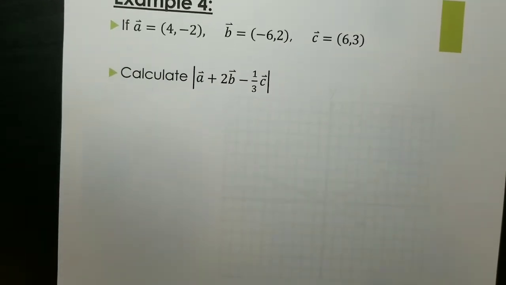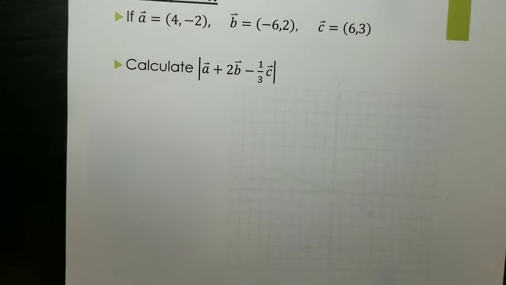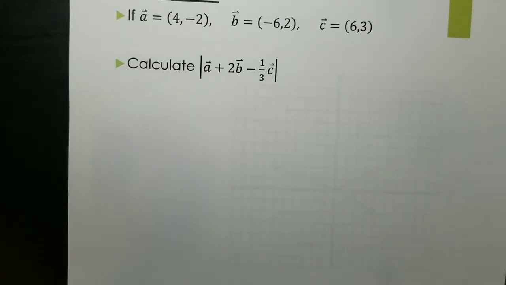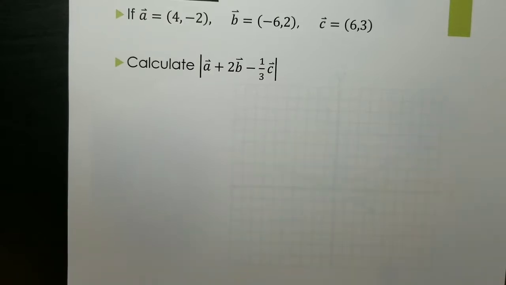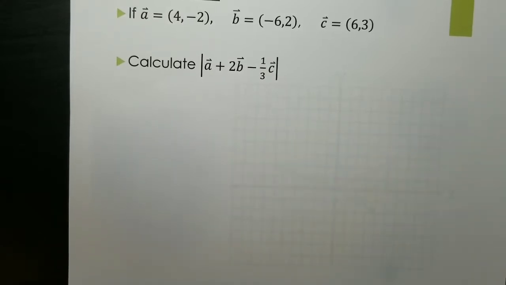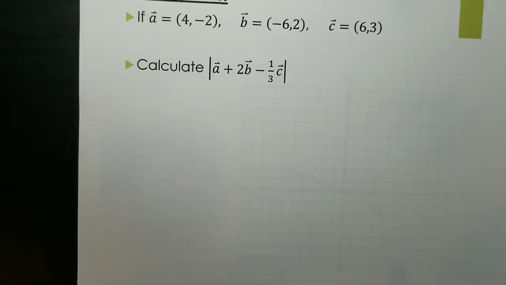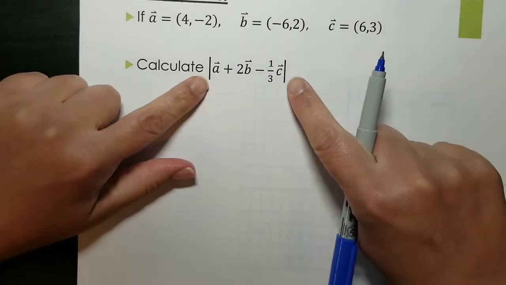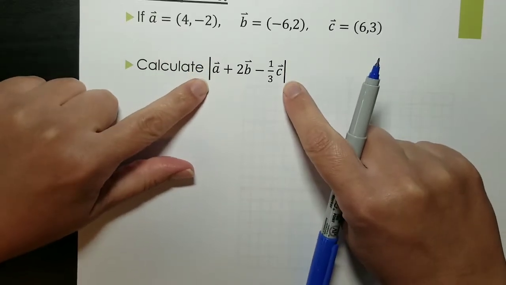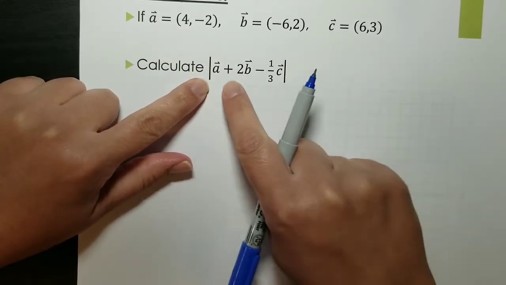Hi folks, we are on Unit 1, Day 8, continuing on with our lesson on operations with algebraic vectors. So in this example, number 4, we're given 3 vectors in R2 and asked to calculate the magnitude. Now remember that these vertical lines mean magnitude of the stuff inside.